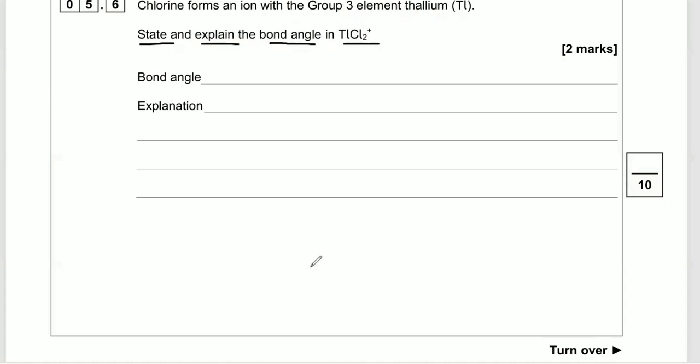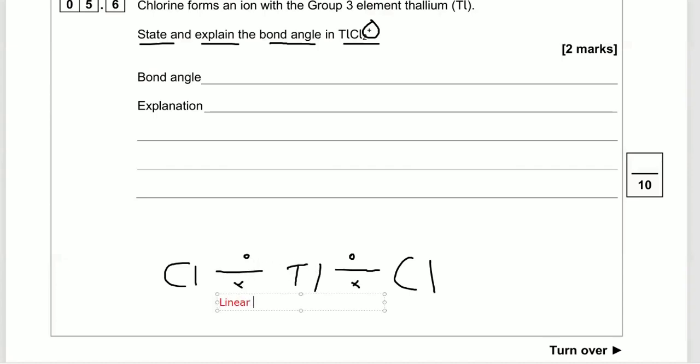So they told us that thallium is in group 3, which means we've got 3 electrons on the outside of this bad boy. And oh, there's a plus. So we've actually only got 2 electrons on the outside. So what does that mean? If you've only got 2 electrons around the central ion, because it was group 3 but there's a plus sign, instead of 3 electrons, there's only 2. And guess what? Those 2 electrons from the thallium must be bonded to the chlorines, right? And so we're going to have a linear shape.